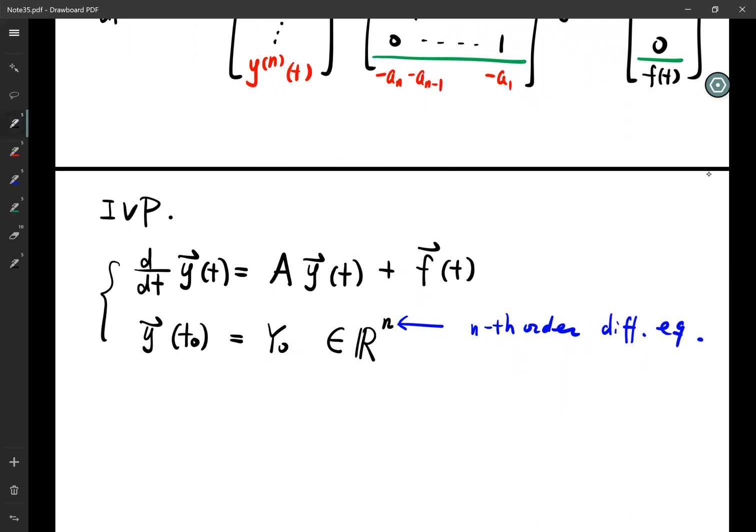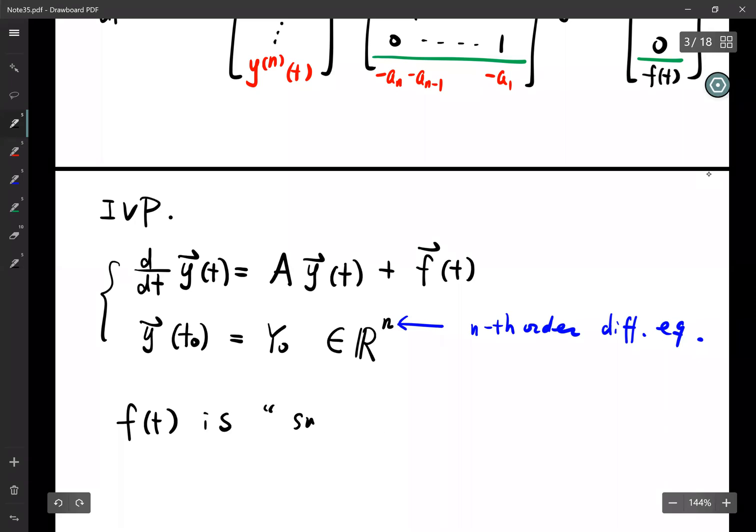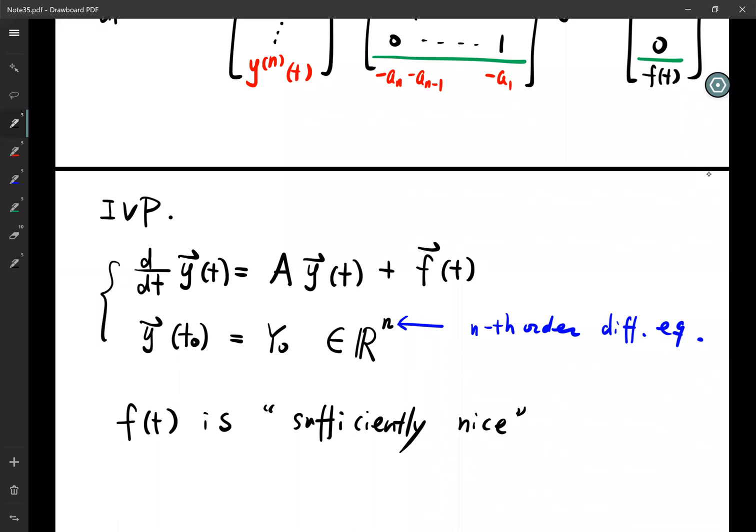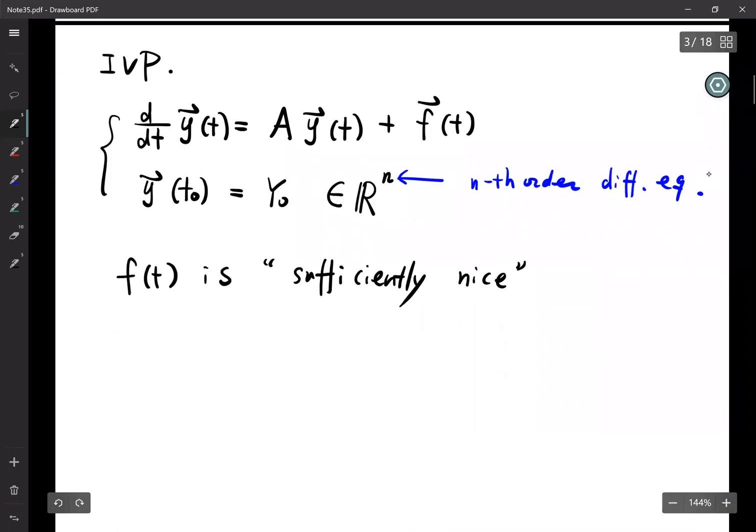Here we assume that f(t) is, let's just say, sufficiently nice. Whatever that means technically is not important for this class. So for this initial value problem, it has a unique solution.